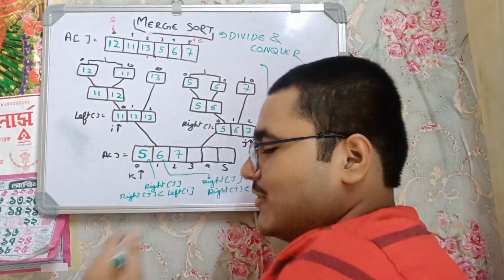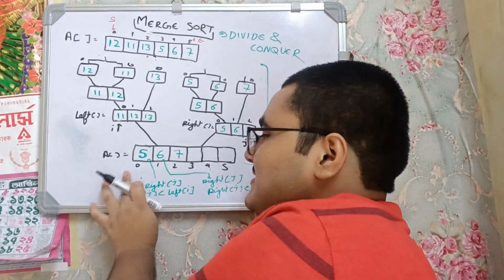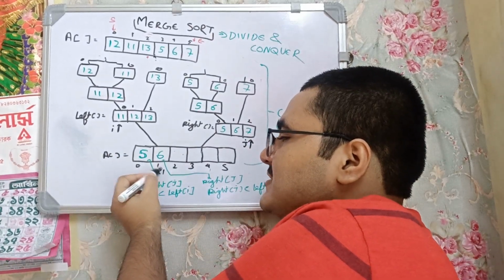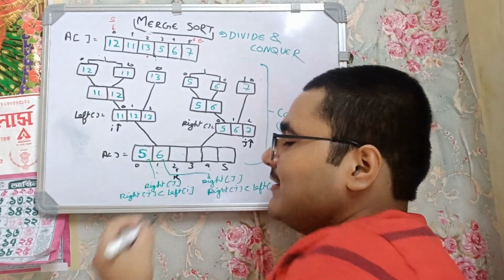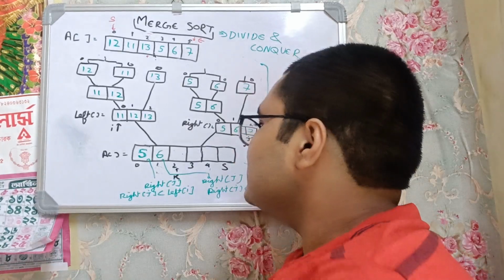Oh sorry, the k is also progressing. K will also progress slowly. When we stored 5, k progressed here and stored 6. Then while storing 7, k will come here. The k pointer will also be moving.